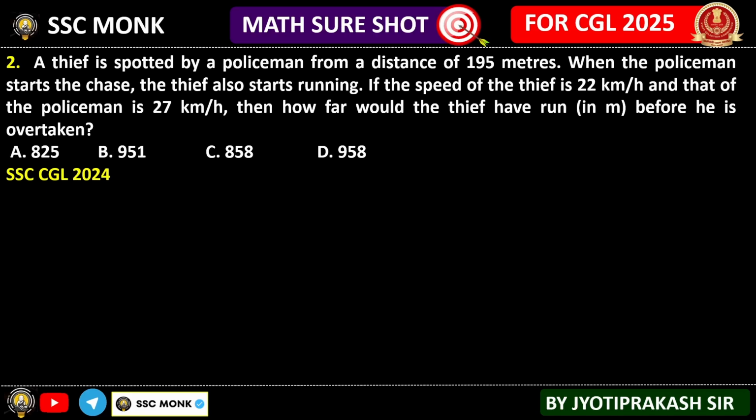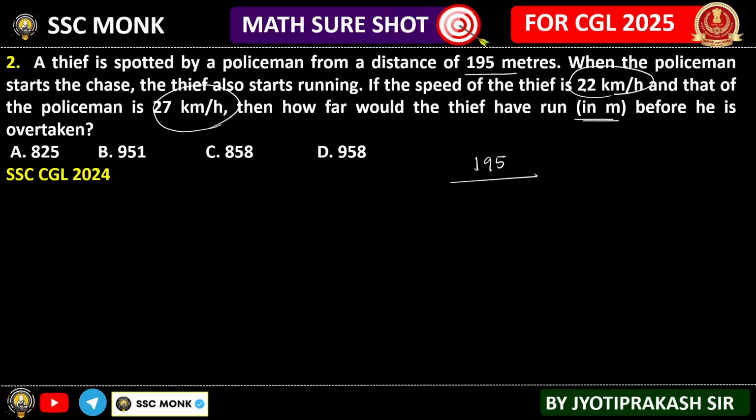A thief is spotted by a policeman from a distance of 195 meters. When the policeman starts the chase, the thief also starts running. If the speed of the thief is 22 km per hour and that of policeman is 27 km per hour, then how far would the thief have run in meters before he is overtaken? Now understand. Before you solve this question, you need to understand that the answer should be in meters. That means I need to convert these two things into meters. Clear? Sorted. Now the distance to be covered is 195.